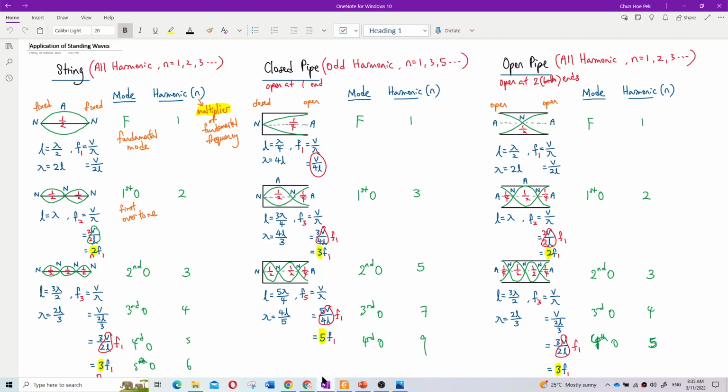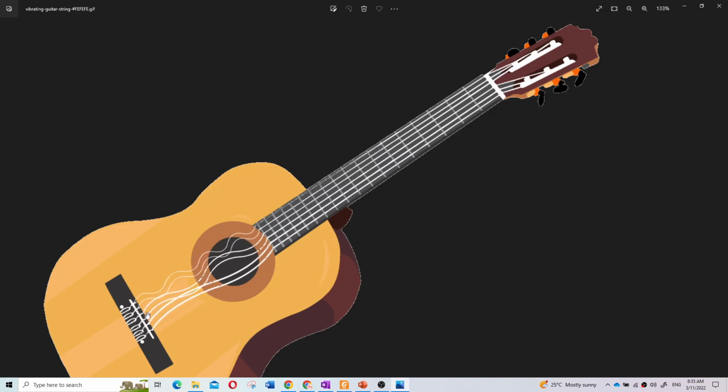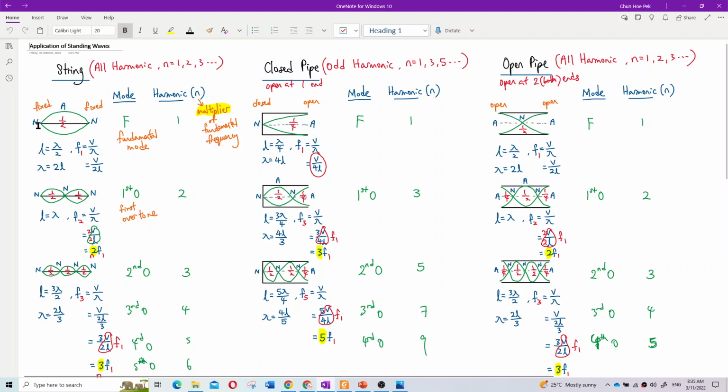So this is how the string works. The point you fret becomes a node, and the other end over here is fixed already, so it also becomes a node. So the string has two nodes because it has two fixed ends. The fundamental mode you can produce has only one antinode at the center. So this is the fundamental mode, the lowest frequency you can hear in the string.